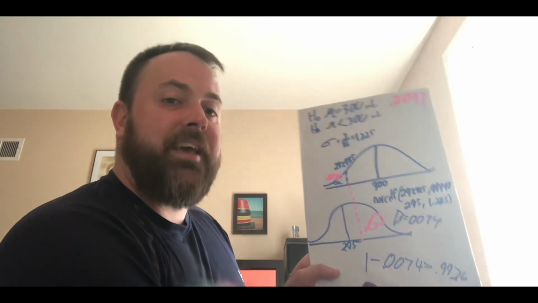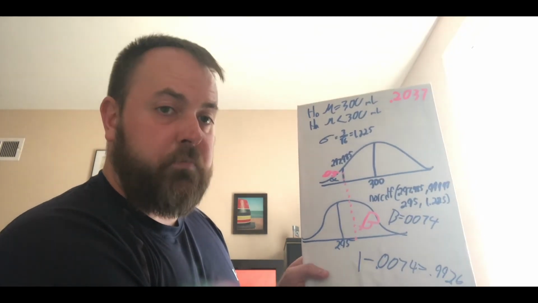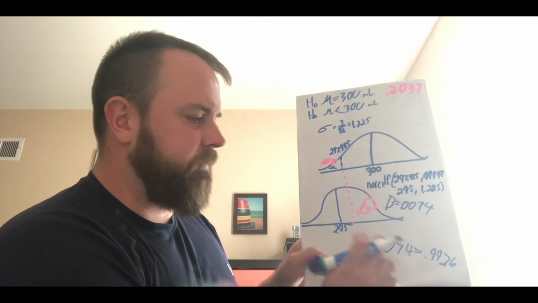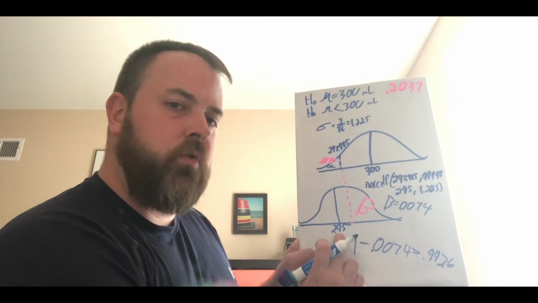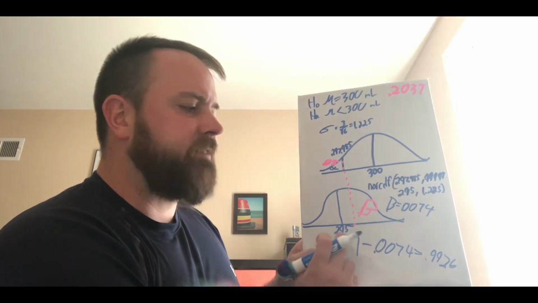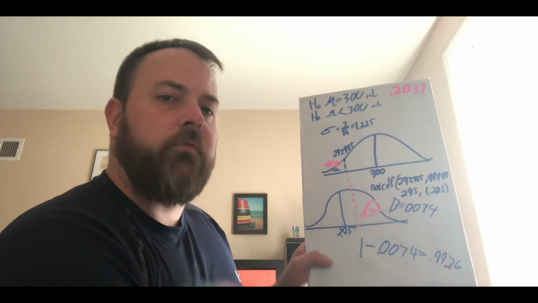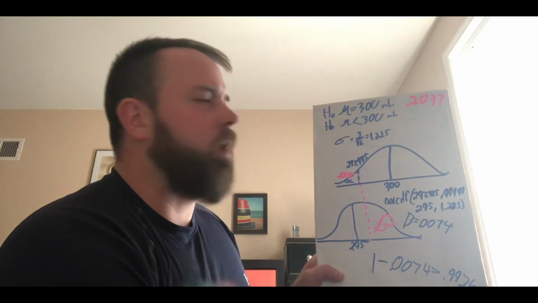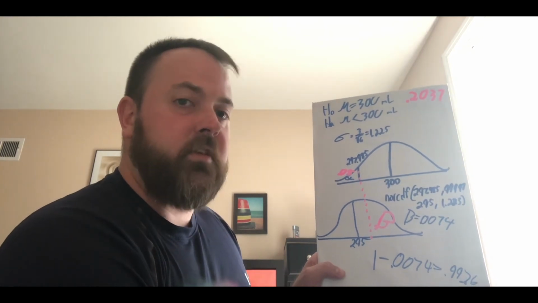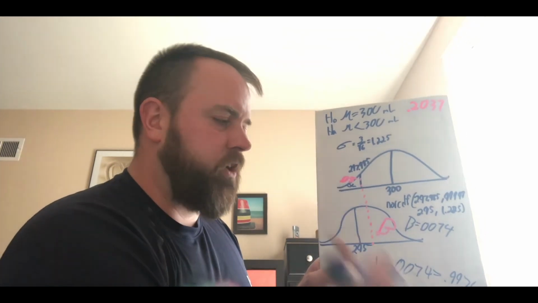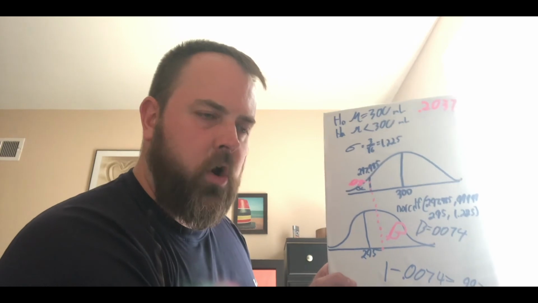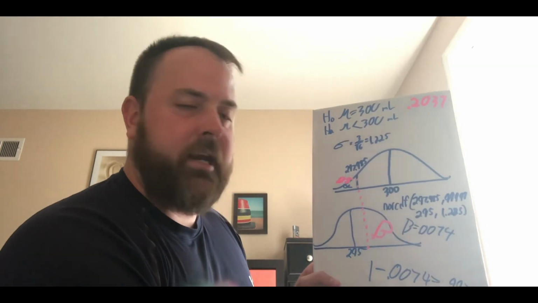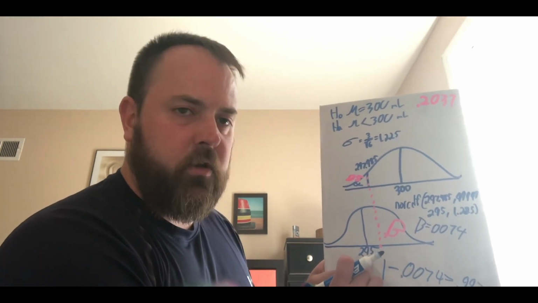So 99.26%. That's saying that if we are 5 milliliters below 300, if the actual average of our sample is 295, that's going to give us a 99% chance of rejecting, knowing that the average there, 300, is incorrect. So the chance of us getting the correct answer, rejecting when the null is false, is going to be a 99% chance if we're 5 milliliters away.